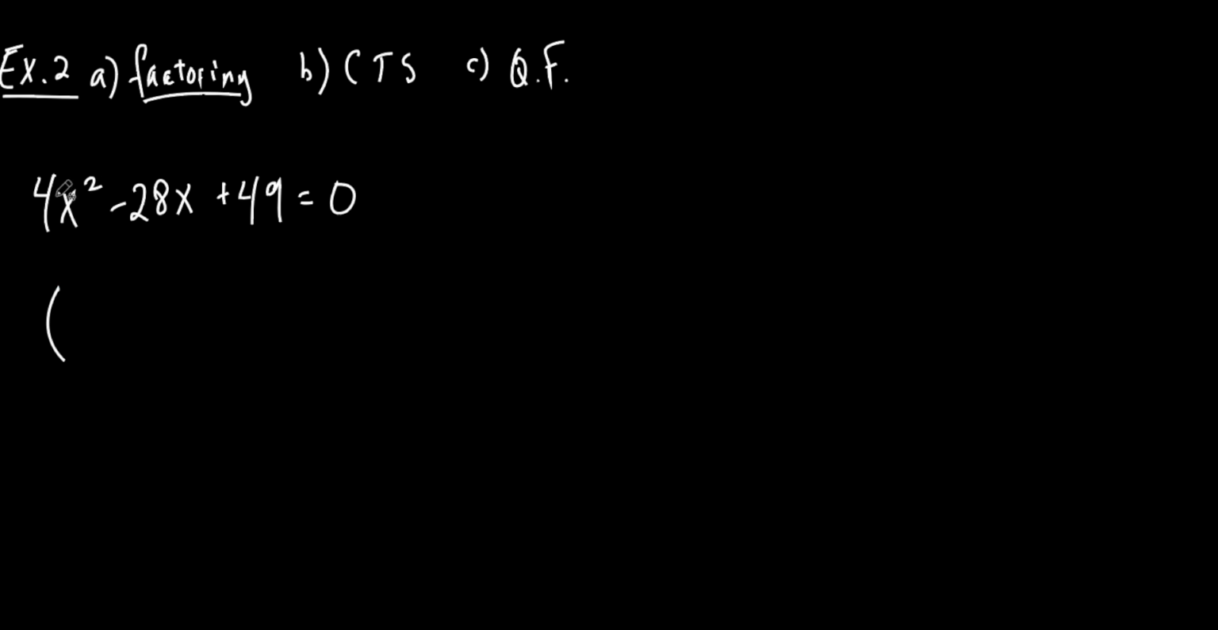If I take the square root of this, it's what? 2x. If I take the square root of that, it's what? 7. How do I know if it's a perfect square? If I take this and I double it, it should be the middle coefficient. Is it the middle one? It is. So that tells me that this is a perfect square. We've talked about that before.